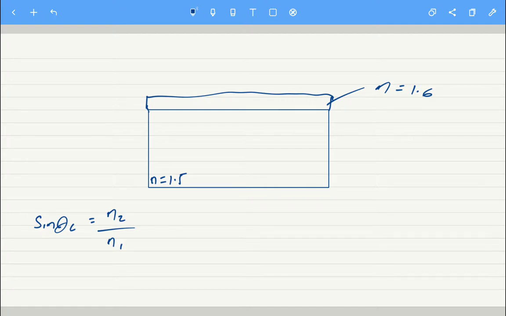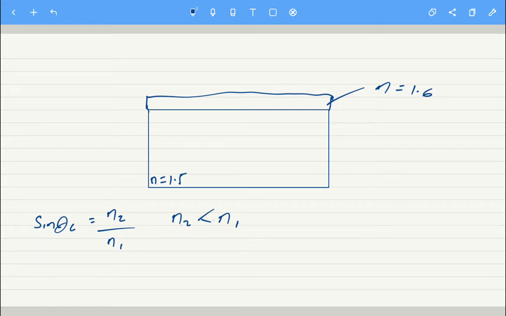To do inverse sine of a number, if you think back to maths or GCSE, the sine graph only goes between 1 and minus 1. So you can only do inverse sine of a number that is between minus 1 and 1, so less than 1. Essentially what I'm saying is that n2 must be less than n1. Otherwise you end up with a number greater than 1, and if you try it, you just get a math error. So that doesn't work. So n2 must be less than n1, or physically total internal reflection cannot occur.